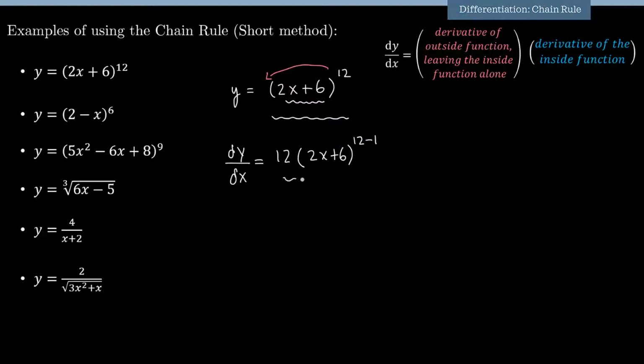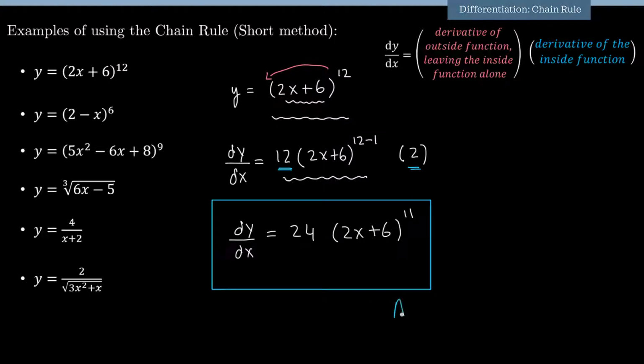This was the derivative of the outside function. And now I need to multiply this with the derivative of the inside function. The inside function is 2x plus 6 and the derivative of this is going to be 2. So I'm going to multiply this by 2. 12 times 2 is 24. So dy upon dx would be equal to 24 times (2x plus 6) whole raised to the power of 11. And so this is my answer to the first question.